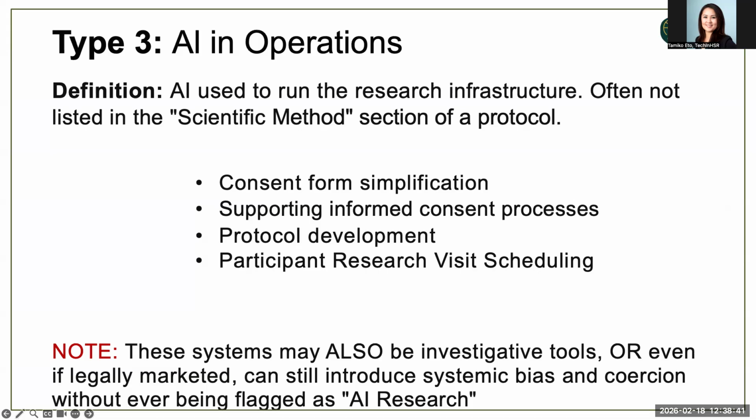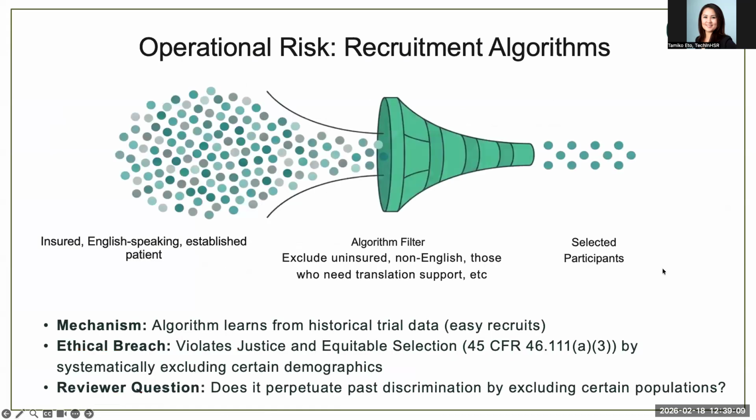These tools may fall into the AI as a subject of research category, which would require you asking more questions about that tool. The reason is because not only might they be investigational and touch on other regulations, maybe 21 CFR, but these systems can and are known to introduce systemic bias and coercion without ever being flagged as AI research. So here's another example of AI in administration, which is AI recruitment algorithms. And these don't come without risks.